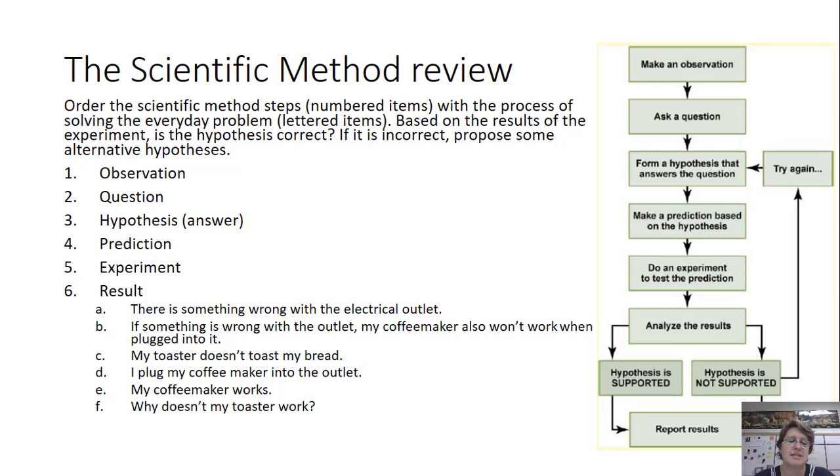The scientific method isn't always as traditional. So you start with an observation. The observation is maybe there's something wrong with my electrical outlet. Your question that you'll come up with is, is there something wrong with my electrical outlet? Then you come up with a hypothesis. If something is wrong with the outlet, then the coffee maker will not work when it's plugged in. Your prediction, your coffee maker doesn't make coffee. So you plug the coffee maker into the outlet, that's your experiment, and the coffee maker works.